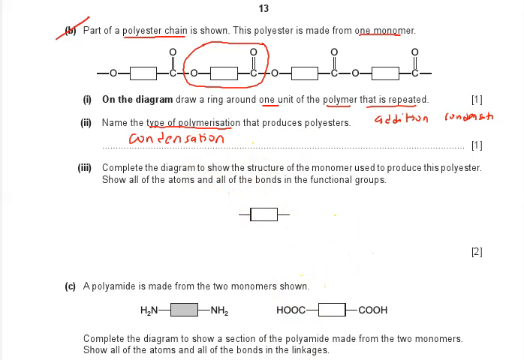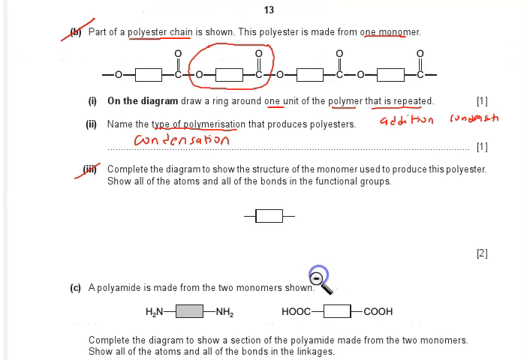Okay, we move on with the next one, number 3. Complete the diagram to show the structure of the monomer used to produce this polyester. Show all the atoms and the bonds. So here we just continue. We have this acid and we have here OH.